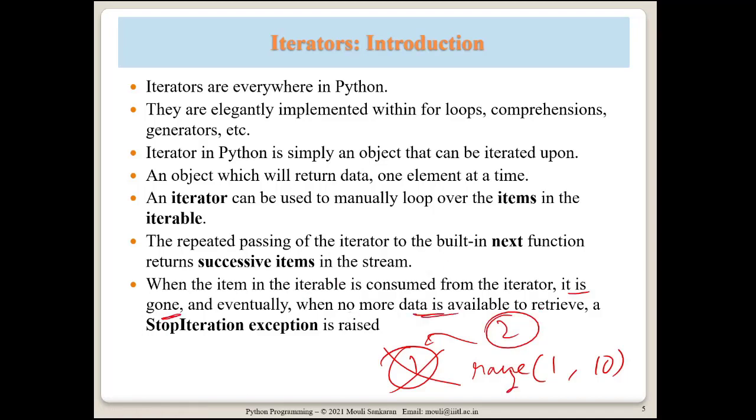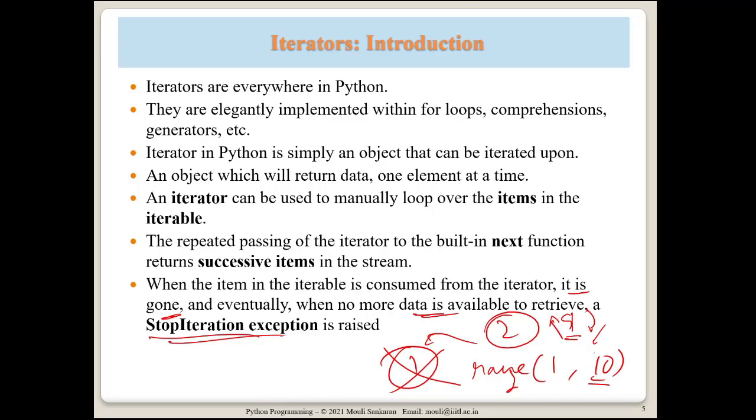Eventually, when no more data is available to retrieve, that means when you reach beyond 9 and have consumed it, now you are calling the iterator again because you don't know how long it is going to be generating. So we will be calling the range again, but when you have already consumed the value 9, it is not supposed to generate a value 10. So it is going to raise an exception called StopIteration. It indicates that the generator says, okay, I have done my job, I cannot generate any more data for you.